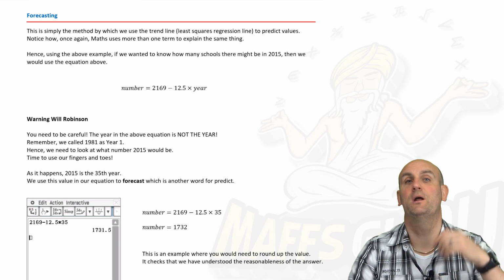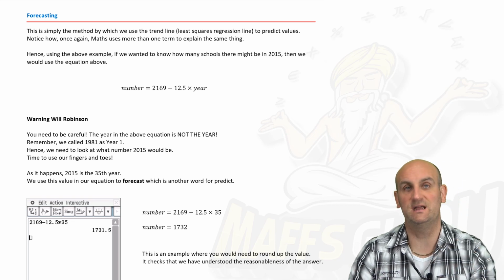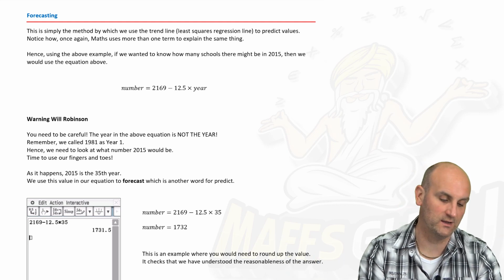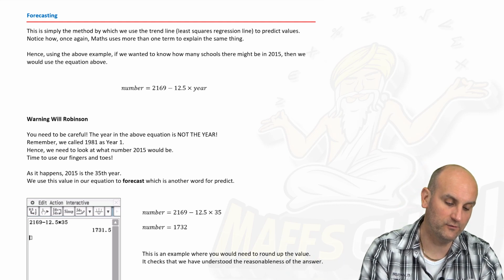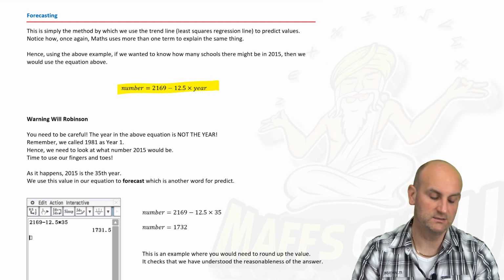Forecasting is just predicting. It's the same we've done as before. It's just taking values and predicting where we're going to go. They just call it forecasting. So we've already got our formula. If you remember, here is our formula. The number equals 2169 minus 12.5 times the year.